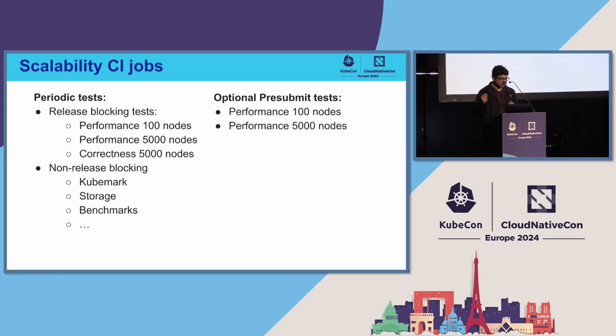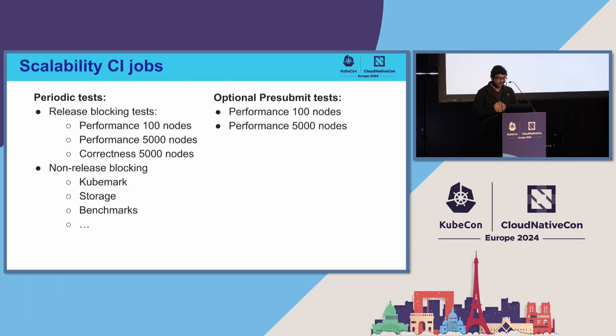So we complement that with a bunch of smaller scale tests that we run more aggressively to catch regressions sooner. Some of those are also run as a pre-submit. So if you submit a PR to the Kubernetes project, you essentially are evaluated against at least a 100 node cluster, for instance. And the other dimension for these tests is what they actually exercise, right? And what sort of things they actually make sure that they scale.